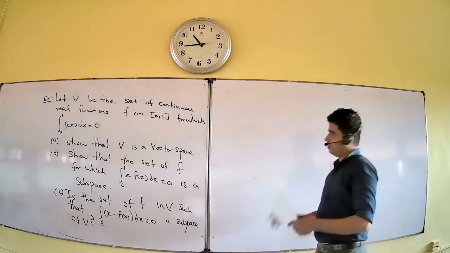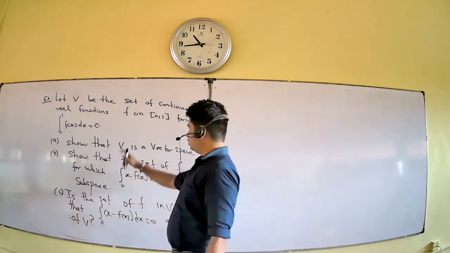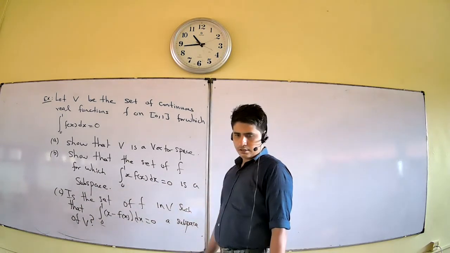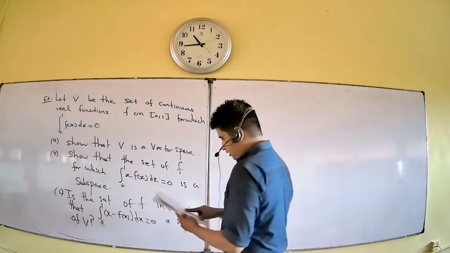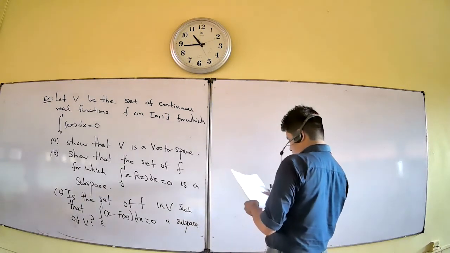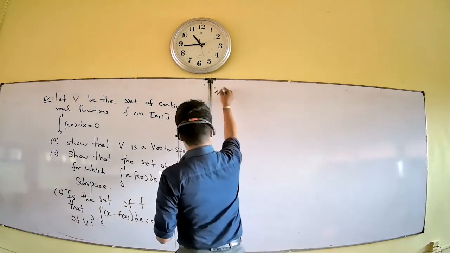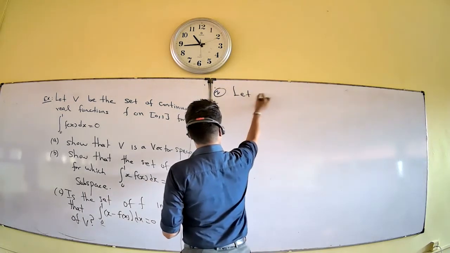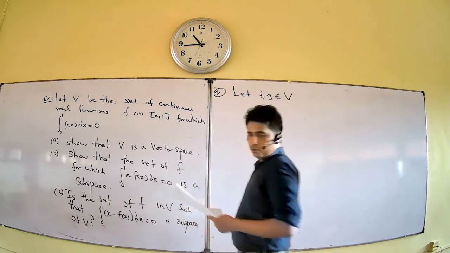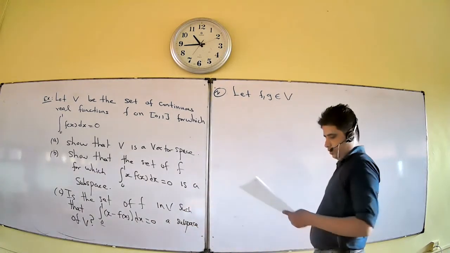There are three questions. First question, you want to show that B is a vector space. Second one, you want to check the subspace. Third one also subspace. For the first one, you want to check the 10 axioms. First one is closure property. Let's suppose f, g in B. Then you are asked to prove f plus g is also in B.